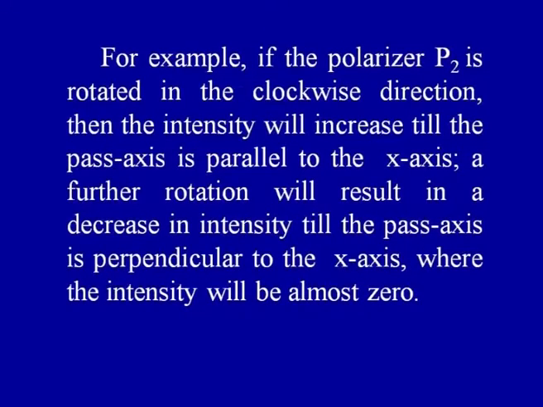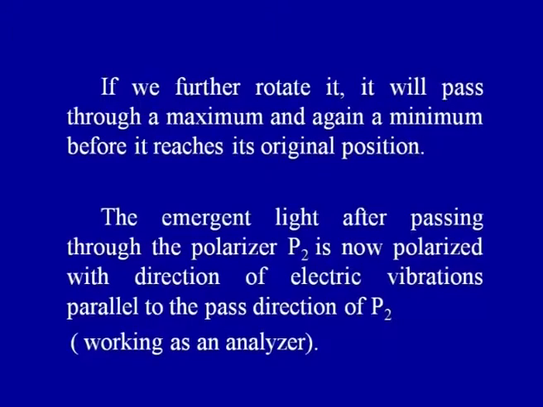A further rotation will result in a decrease in intensity till the path axis is perpendicular to the x axis, where the intensity will be almost 0. If we further rotate, it will pass through a maximum and again a minimum before it reaches its original position. The emergent light, after passing through the polarizer P2, is now polarized with the direction of electric vibrations parallel to the path direction of P2, working here as an analyzer.